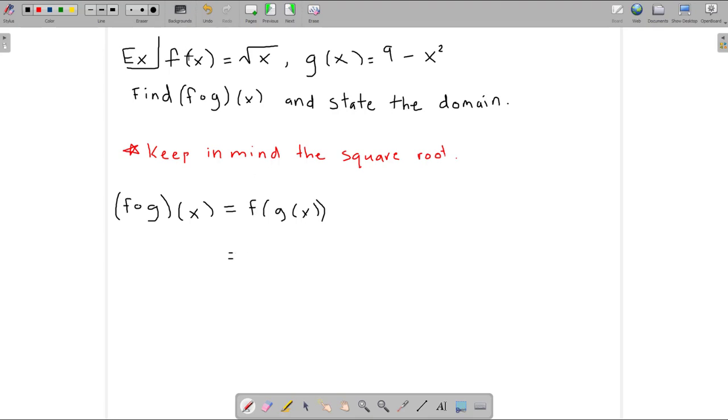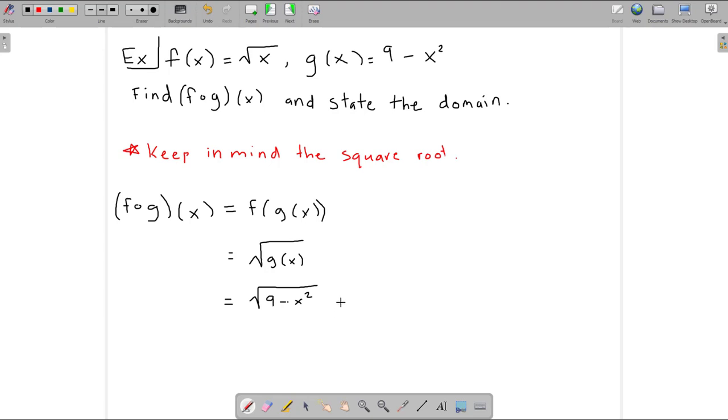And so I look at my f function, and wherever I have an x, I plug in g of x instead. So my f is square root x, but instead of square root x, I'll have square root g of x. Take it another step. My g of x is 9 minus x squared. Okay, so that right here, this is my f of g.